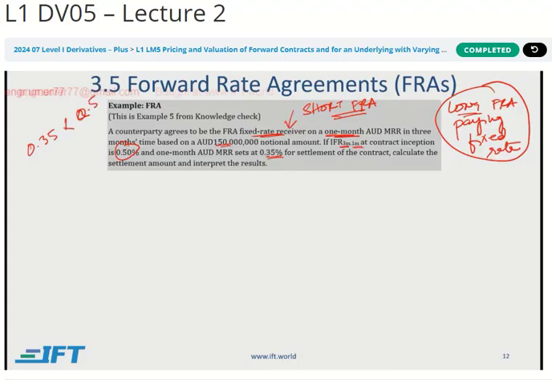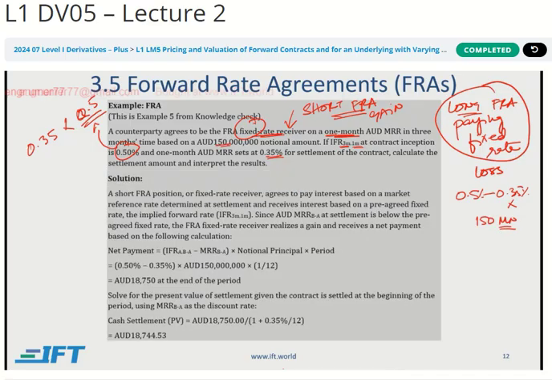Which means the long party will have a loss and the short party will have a gain. Why? Because the short party is the fixed receiver and they are getting the fixed rate, which is 0.5. So they are going to get a higher rate and they will be very happy. And how happy will they be? It depends on the difference between 0.5 and 0.35, and you will multiply this difference with the notional amount, which is 150 million Australian dollars.